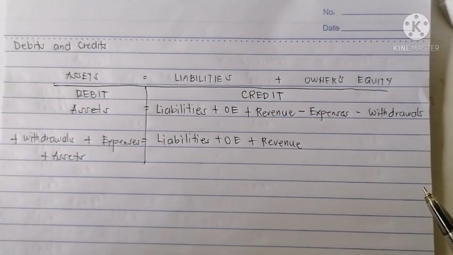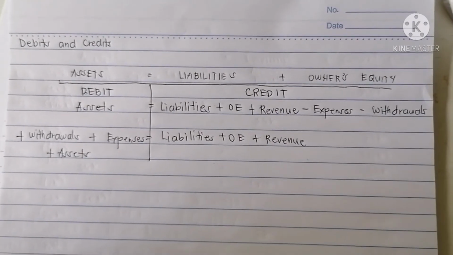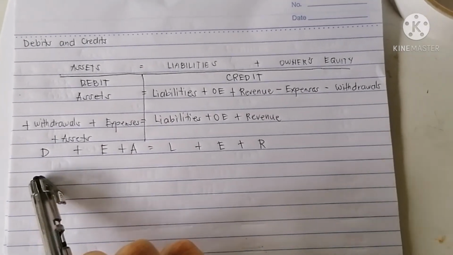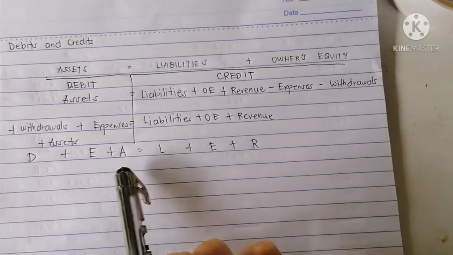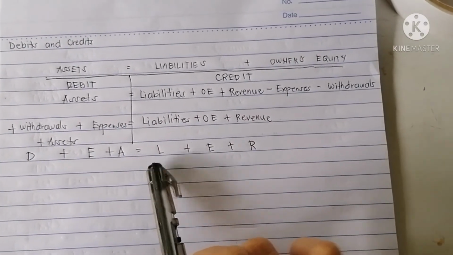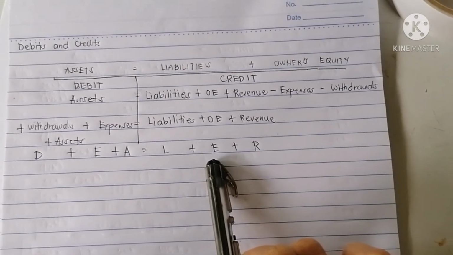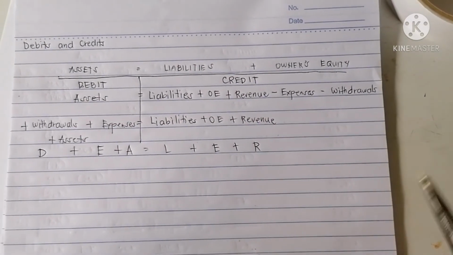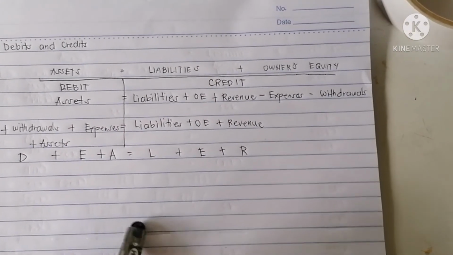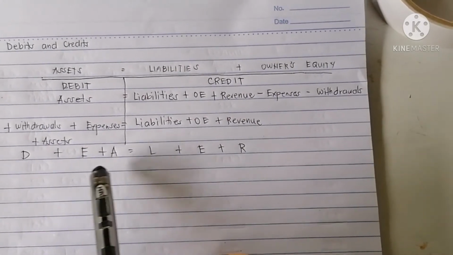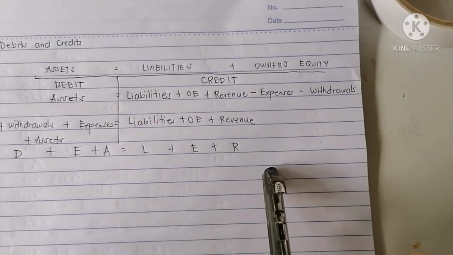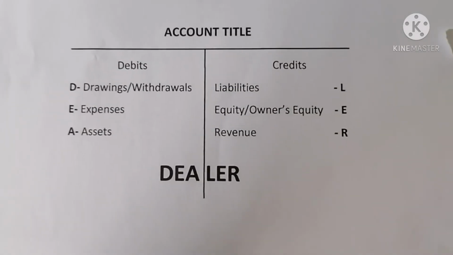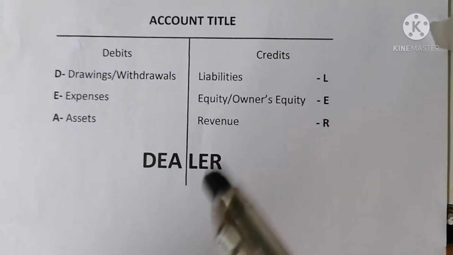Then, we will create a code so that it will be easier to remember. We all know that another term for withdrawals is drawings, so we can use the letter D, E for expenses, A for assets, L for liabilities, E for owner's equity because we can also call the owner's equity an equity, then R for revenue. So we use the first letters of the accounts. Now we have D, E, A, L, E, R. Now we have the magic word DEALER. So now, what do you think is the meaning of this figure?